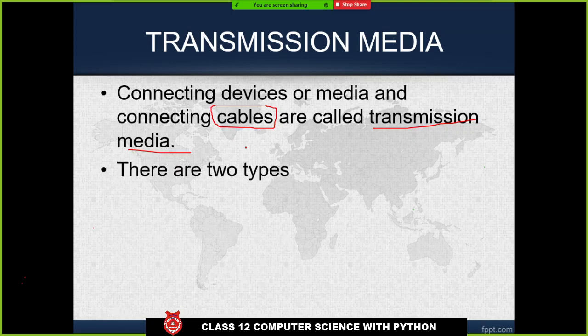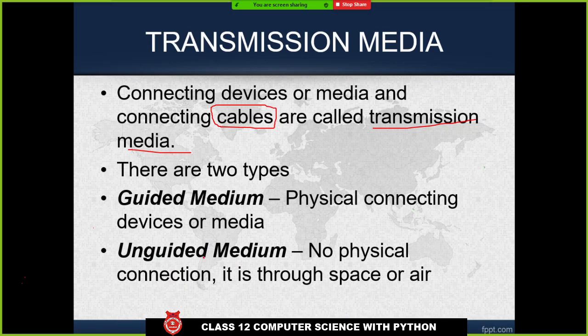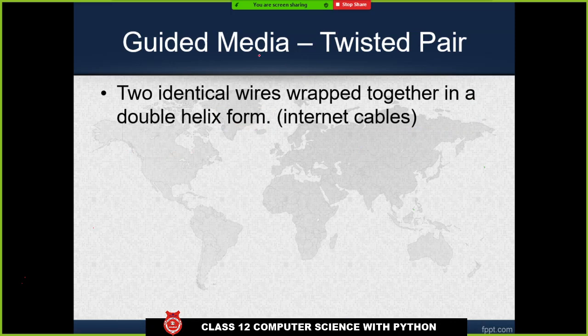The transmission media can be divided into two types. The first one is guided medium, which is physical connection between the devices. And another one is unguided media. There is no physical connection. It is through space or air. Okay, we are going to study the different transmission media in details. First of all, guided media.